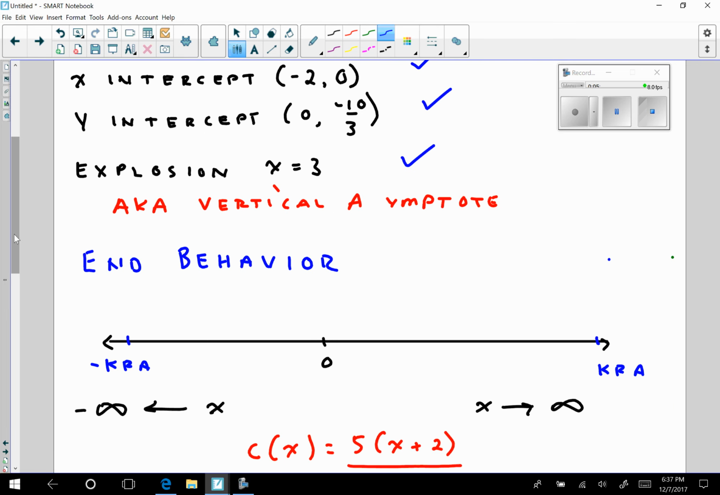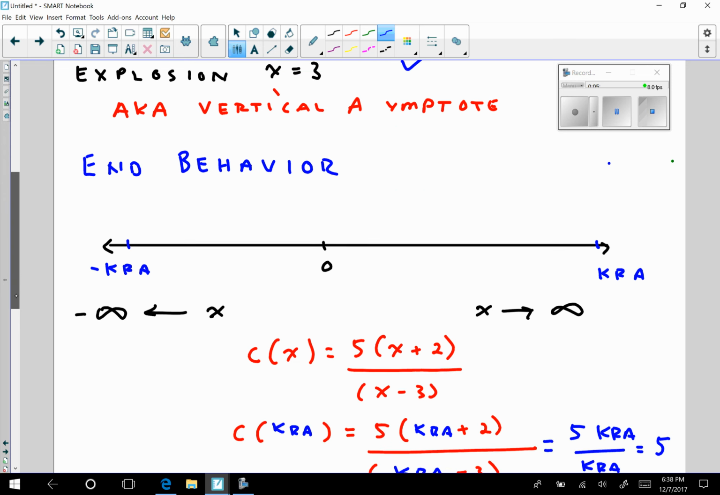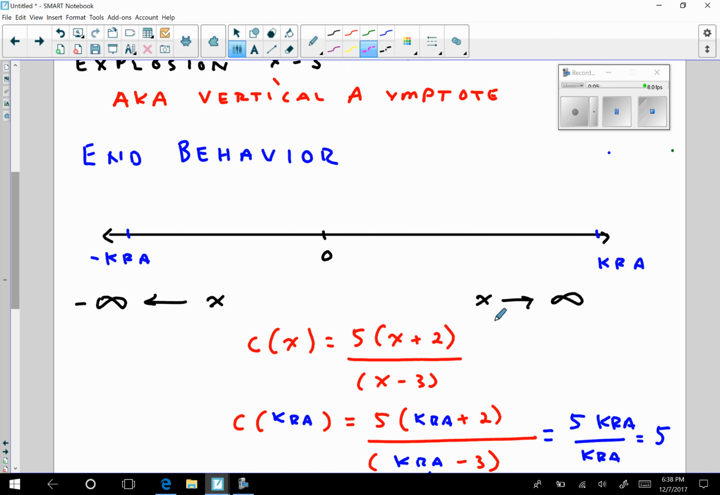The end behavior. What we want to know is, what does the graph of the function look like on its end? That is, what does the graph look like when x goes to positive infinity? And what does the graph look like when x goes to negative infinity? And determine what the graph looks like as x goes to positive infinity and as x goes to negative infinity.